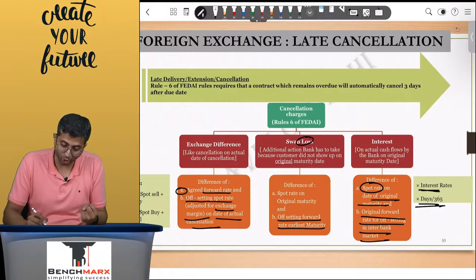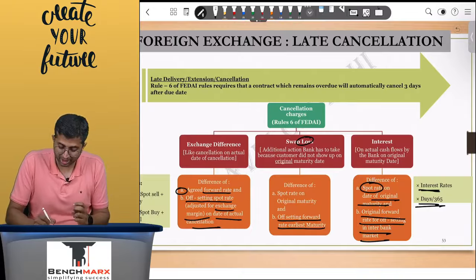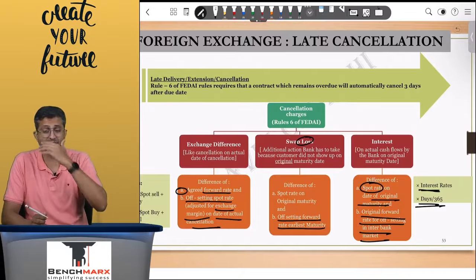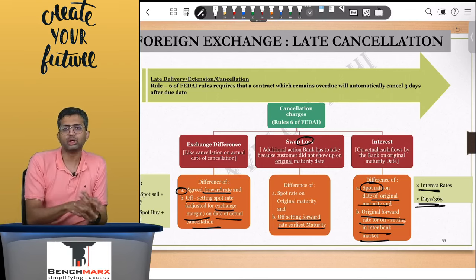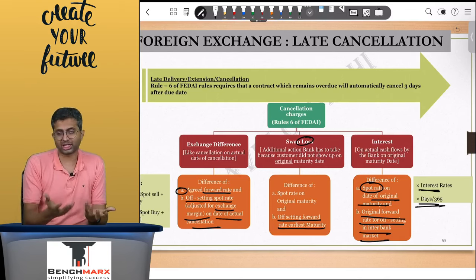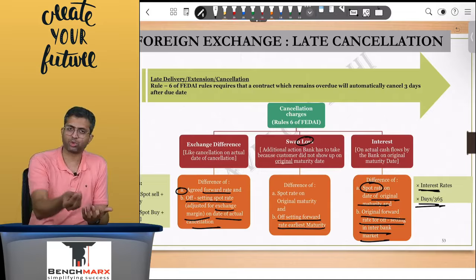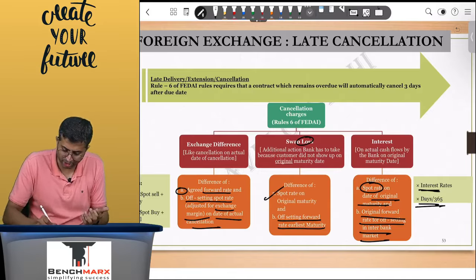Apart from that, there will also be a swap cost where I will have to take additional actions because the customer did not turn up. What are the additional actions? First, I will have to sell those dollars that I now have in the spot market, so spot rate on the date of original maturity.